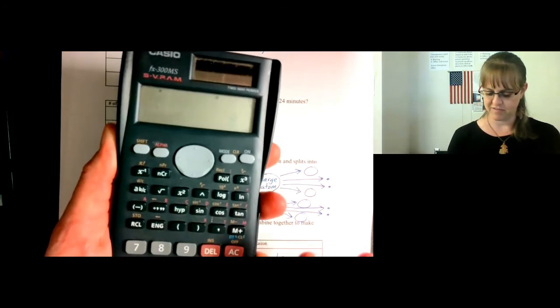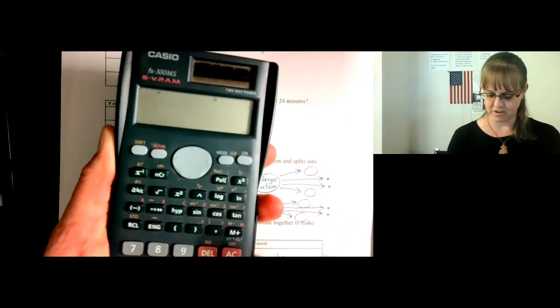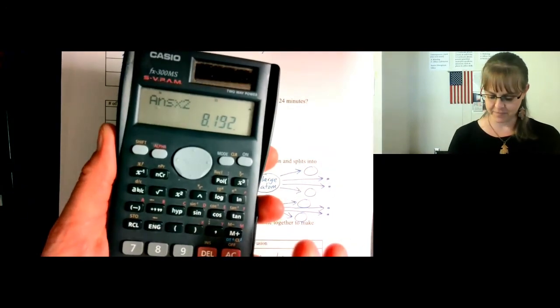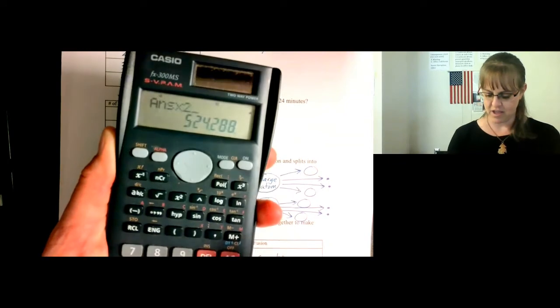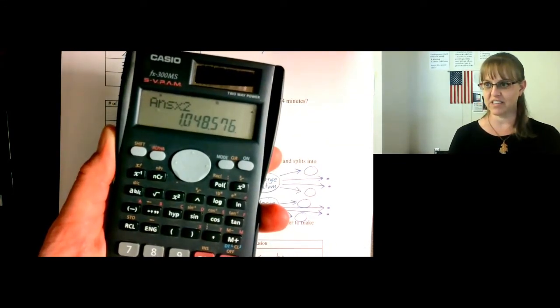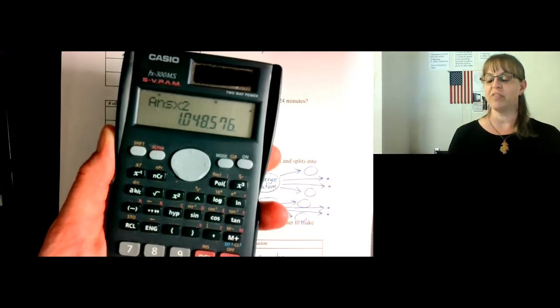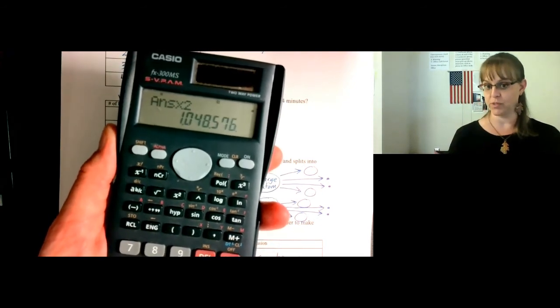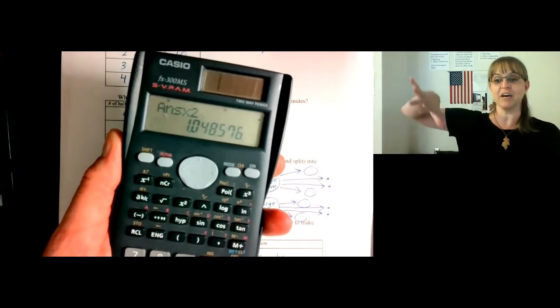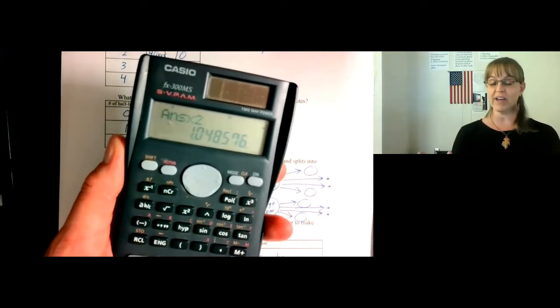3, 4, 5, 12, 13. Wow. After 13 times, we're up to 8,000. 14, 19. After 20 times of doubling, we're up to 1,000,000. That's crazy, isn't it? So this is why this explodes. Because at first it's reacting really slowly, but then it keeps doubling and doubling and doubling, and it just explodes and gets really big.